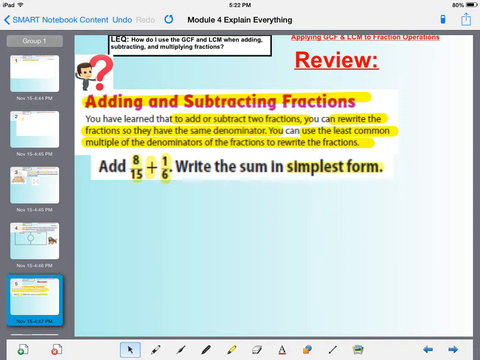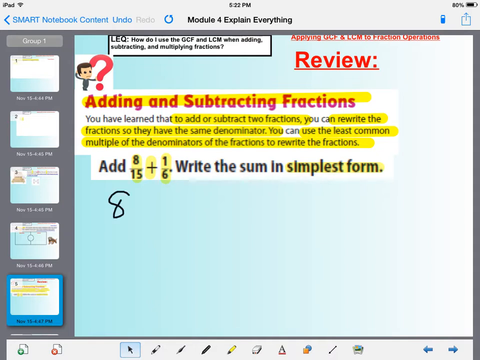Now let's review adding and subtracting fractions with different denominators. The highlighted information gives us really good information on what happens when we have to add or subtract two fractions that don't have the same denominator. If they don't, we're going to find the least common multiple of the denominators, and then we're going to rewrite the fractions. And we learned this back in a previous module, but let's go ahead and just review it.